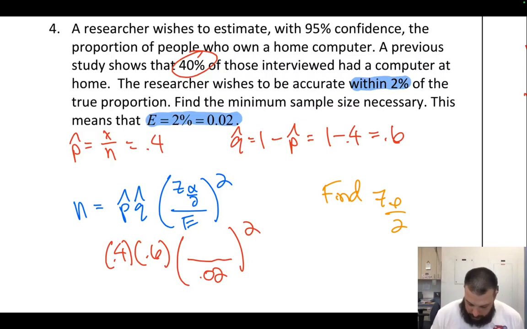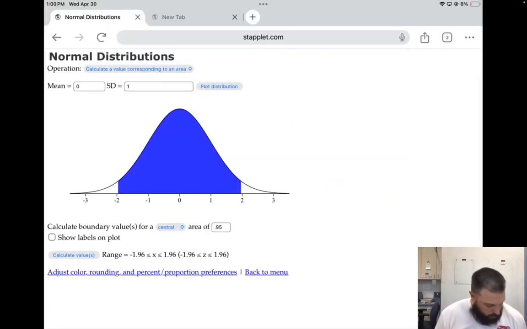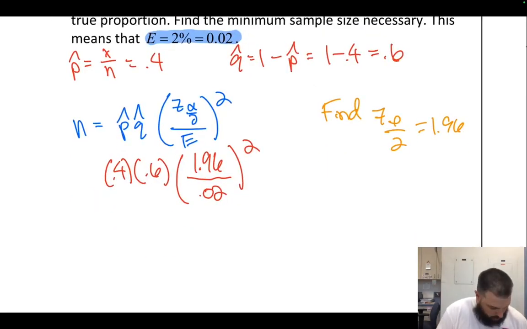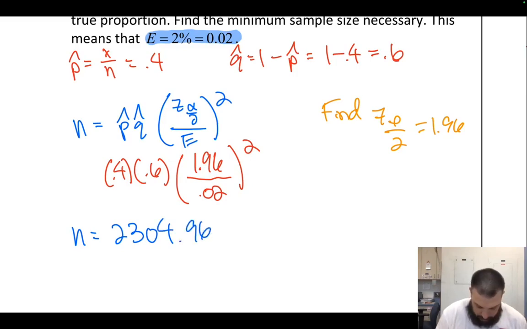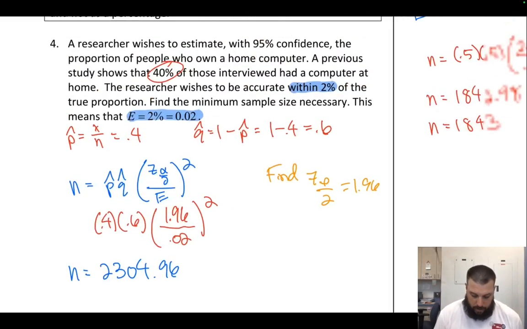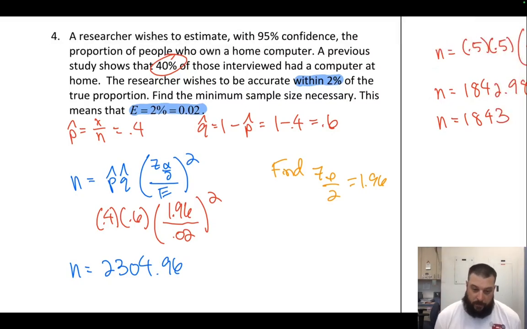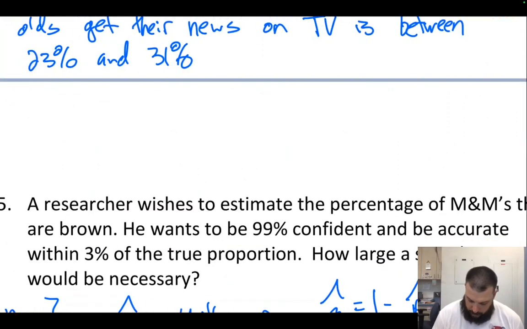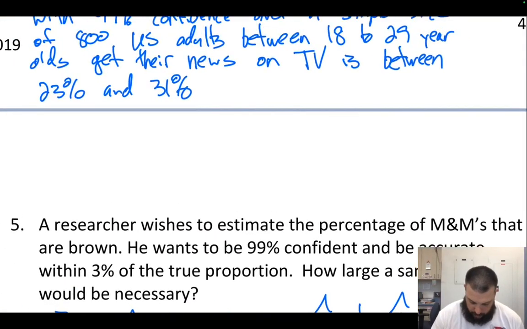So then we're going to go to Stapplet to find that. And so we get 1.96 for our value there, which we can then substitute in. And once we simplify that, our n becomes 2,304.96. And again, we're talking about the number of people who own a home computer, so we can't have 0.96 people. So then we round that to our minimum sample size of 2,305 individuals. All right, so with that, go ahead and try number 5 there.